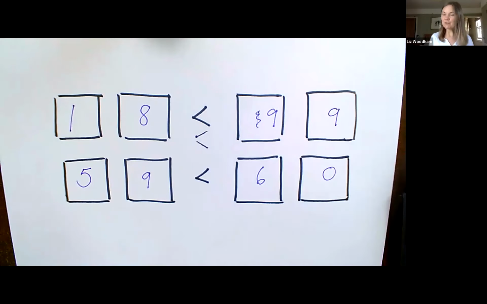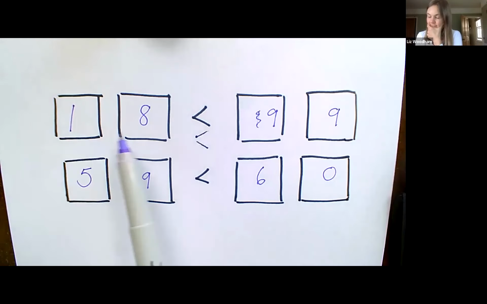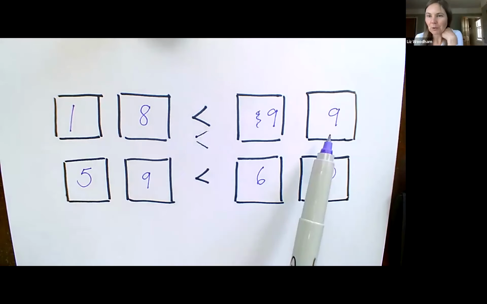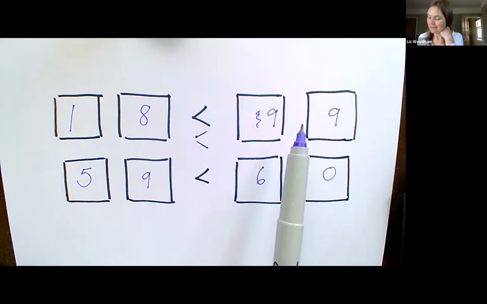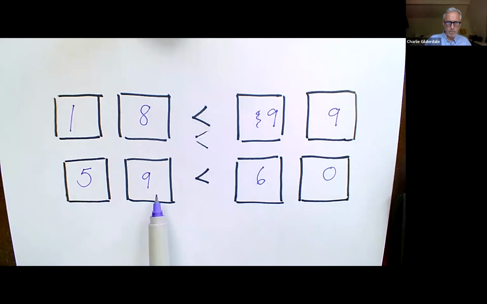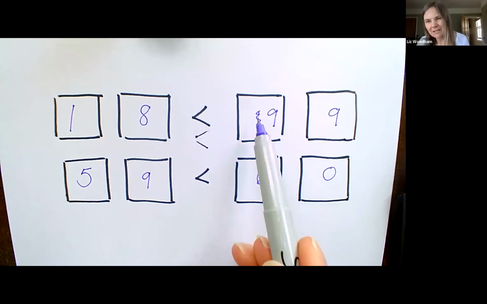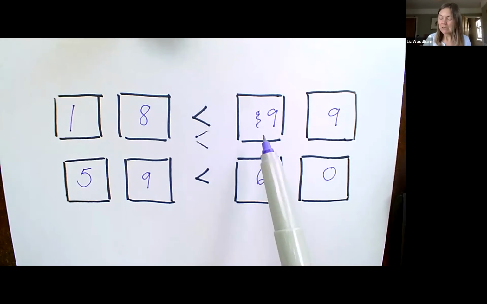Okay, so you will have made your own number sentences. Let me have a little look here. So I've got 18 is less than 99. Okay, yeah, I agree. 59 is less than 60. Yeah, good. So I've managed to make my number sentences correct. I've got the inequalities correct. Charlie's right. If I'd put the 1 here, I might have been in trouble. You have to think about why.